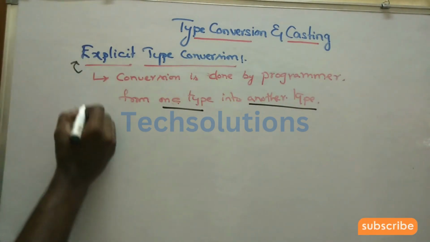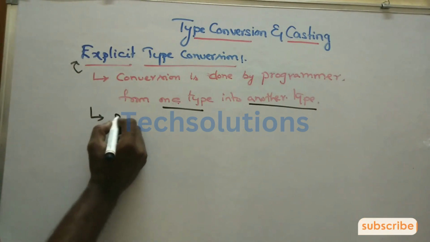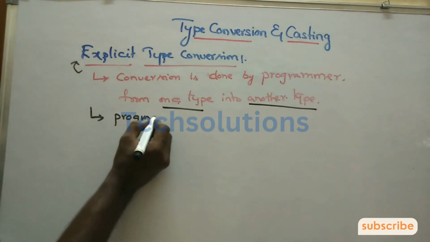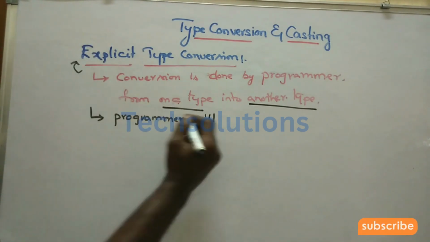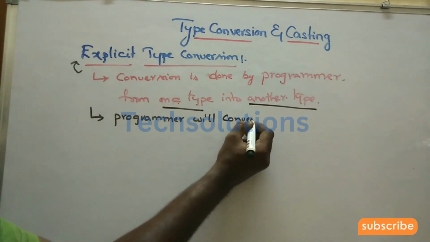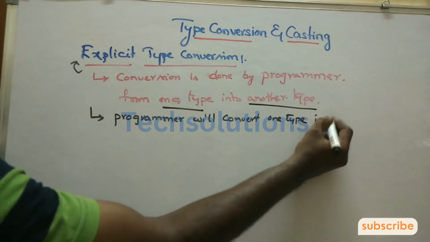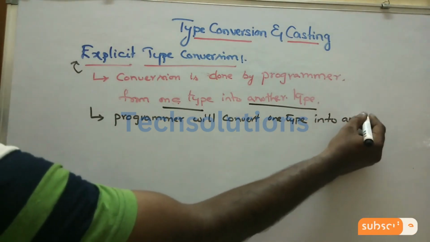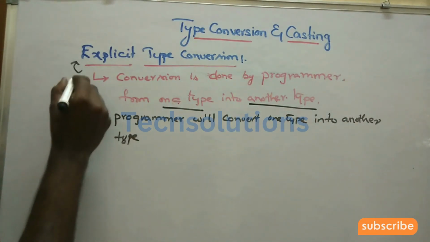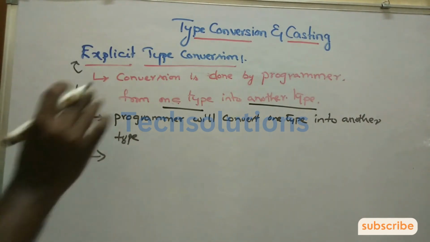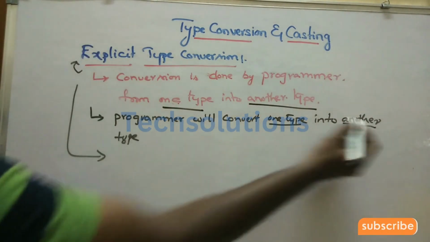Am I clear? Otherwise, simply we can say that in explicit type conversion the programmer will convert one type into another type, right? Now, how will they convert from one type of values into another type of values?